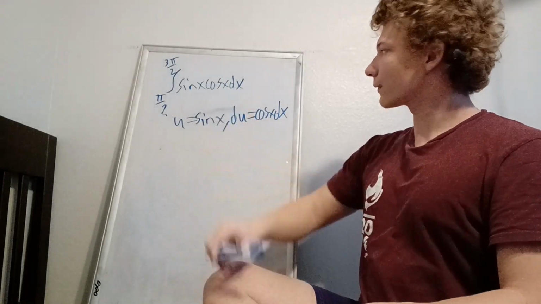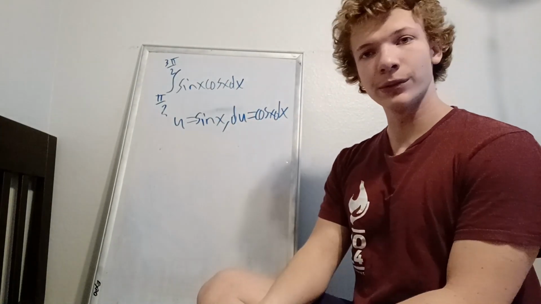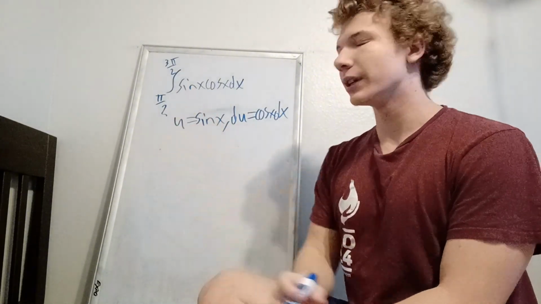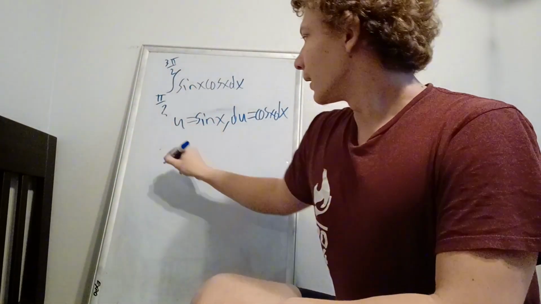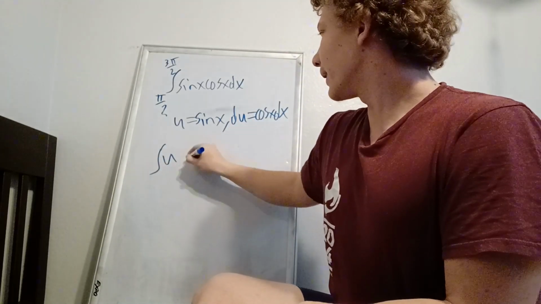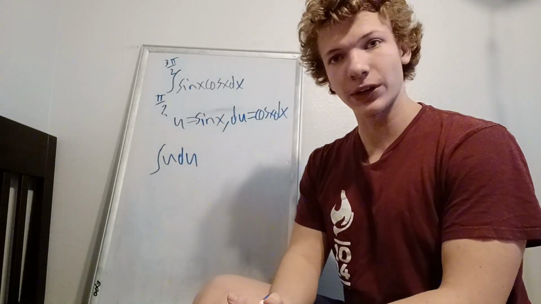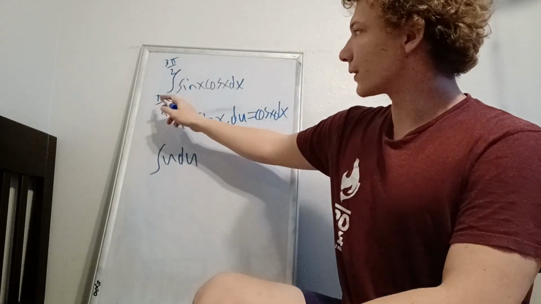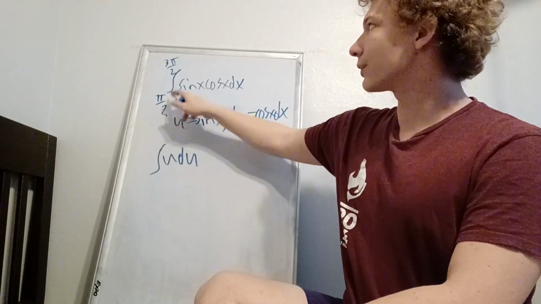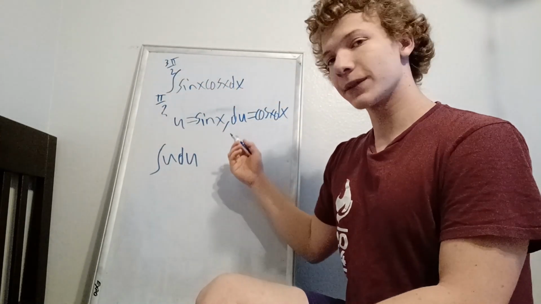Cosine x dx, of course, being right there, so we'll know that we can translate that into just du, and then this sine x will be our u. Now, it's not just as simple as plugging all that in. We'll do that first, but we have to change our limits, our bounds of integration. Now, this is from x is pi over 2 to x is 3 pi over 2. For u, well, let's find out.